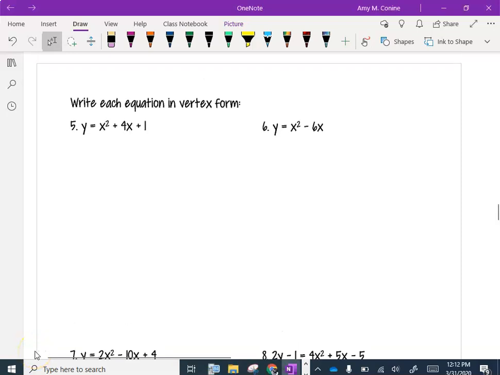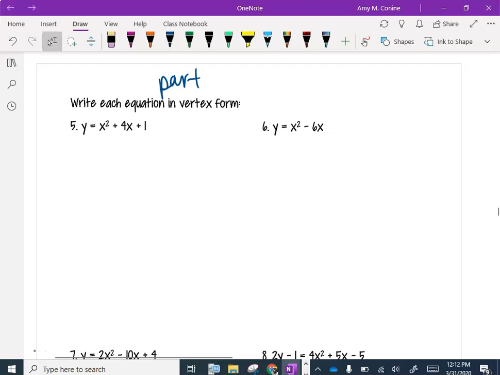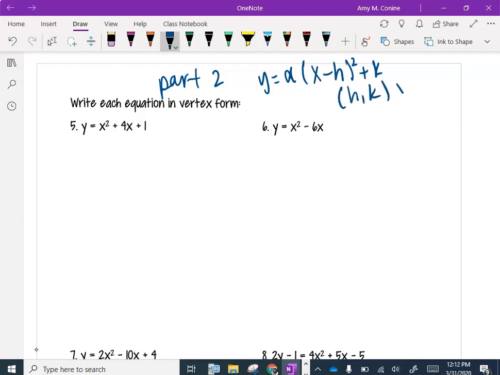All right, so this is part two. We're going to go ahead and try to put these trinomials into vertex form. So if you remember from part one, vertex form is y equals a times (x minus h) squared plus k, where h and k are your vertex. Okay, so we're going to take each one of these and we're going to try to do that.